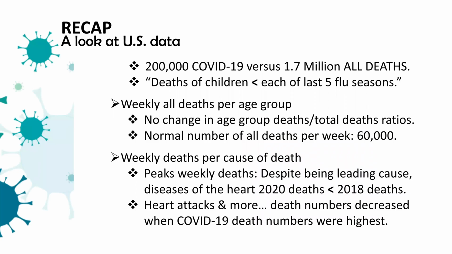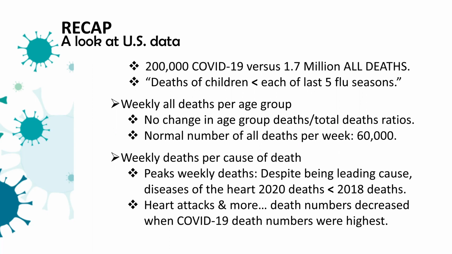So let's recap. We looked at numbers to put things in perspective and pointed out that from mid-March to mid-September, the US recorded 200,000 COVID deaths compared to a total number of 1.7 million deaths. By the CDC's own account, in this pandemic, deaths of children have been fewer than in each of the last 5 flu seasons. We didn't mention that earlier, but I thought it was important to emphasize it here.